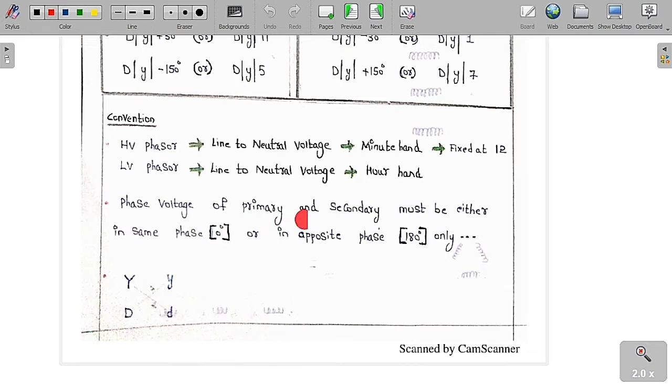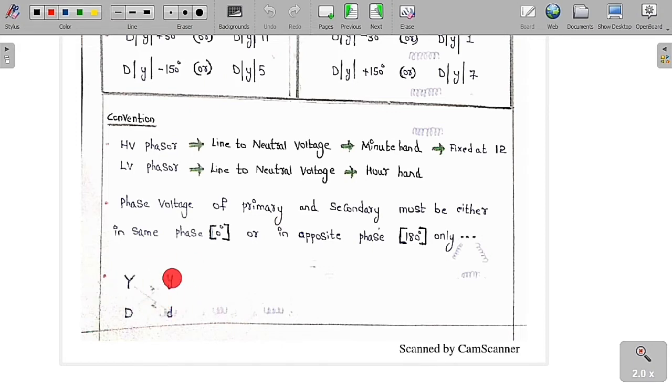So the phase voltages of primary and secondary must be either in the same phase, 0 degree, or in opposite phase, 180 degree, only. Only these two are possible. Either they can be 0 degree or they can be 180 degree. So we can see clearly the phase voltage of primary and secondary must be in the same phase or in opposite phase only.